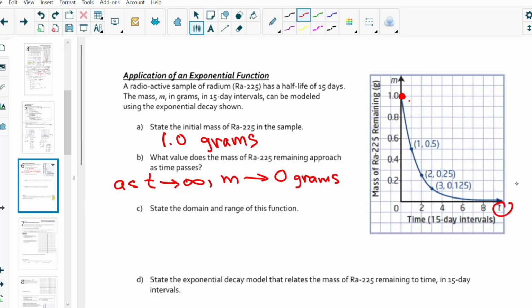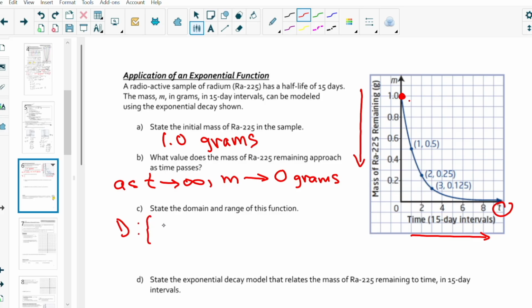Okay? Here's T. As mass goes down, what happens? As time goes up, mass goes down and it approaches 0. State the domain and range of this function.